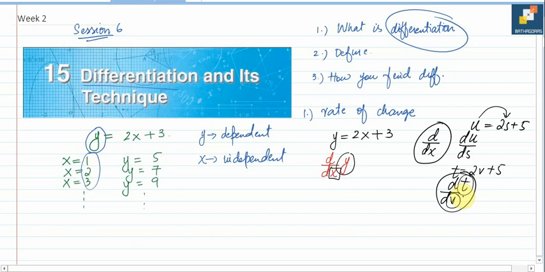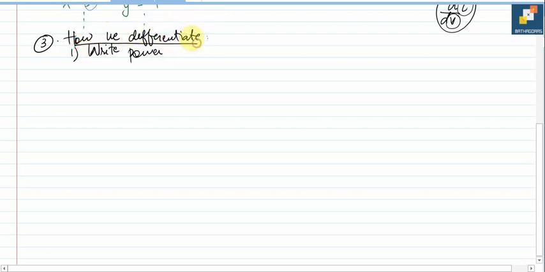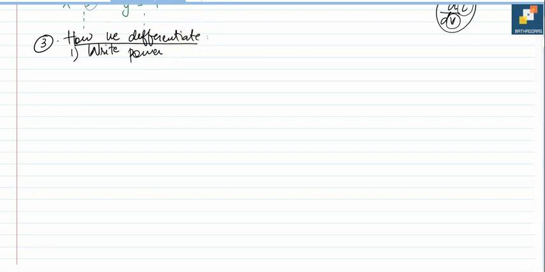All right, the next thing, how you find differentiation. Step number 3. I categorize it in 3 very important and not difficult, very simple steps. These are the steps for how we differentiate any equation, any expression. So the steps are as follows. The number one step is you need to write the power first.